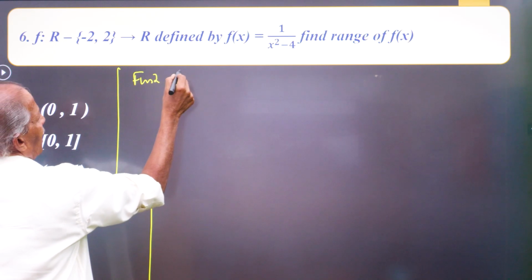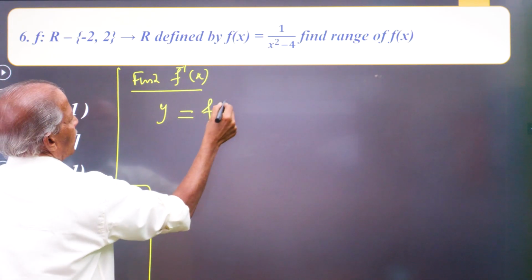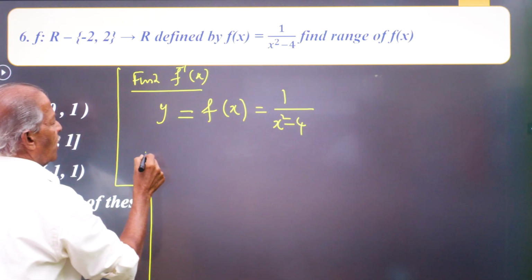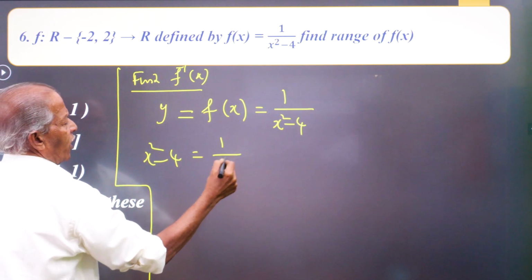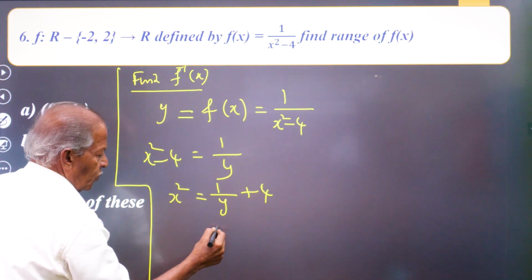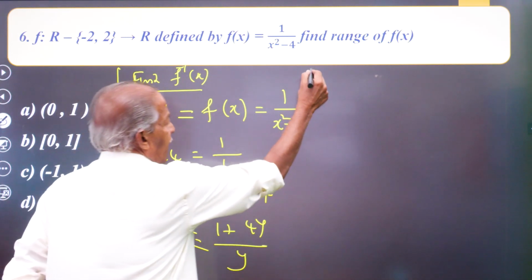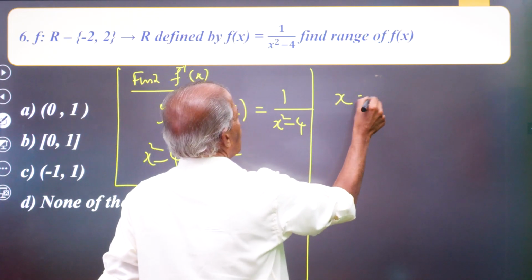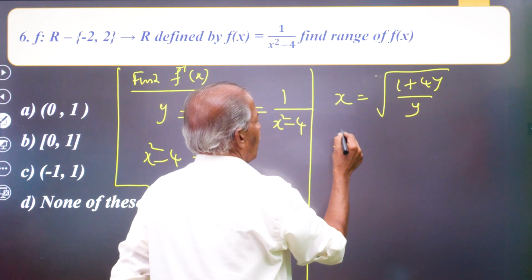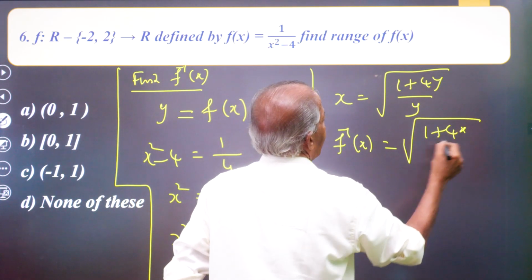The first question, f inverse of x. For this, y equal to f of x, which is equal to 1 by x squared minus 4. Cross multiplying, x squared minus 4 equal to 1 by y. Then x squared equal to 1 by y plus 4. On simplification, 1 plus 4y divided by y, which is equal to x squared. Then x equal to plus or minus, you are taking the plus only, the square root of 1 plus 4y divided by y. That is f inverse of x, which is equal to square root of 1 plus 4x divided by x.